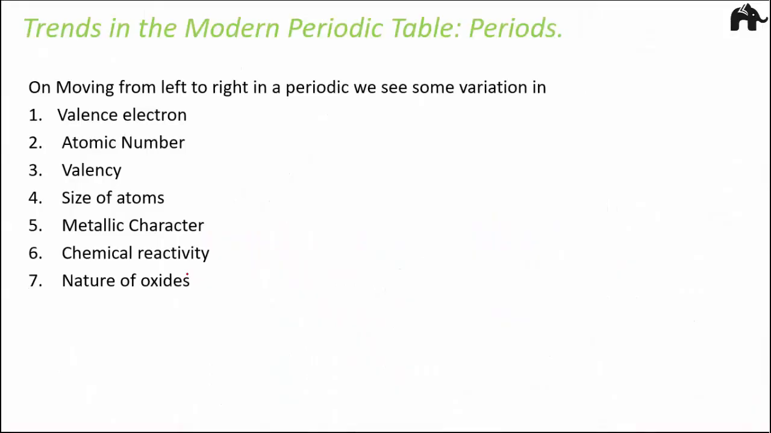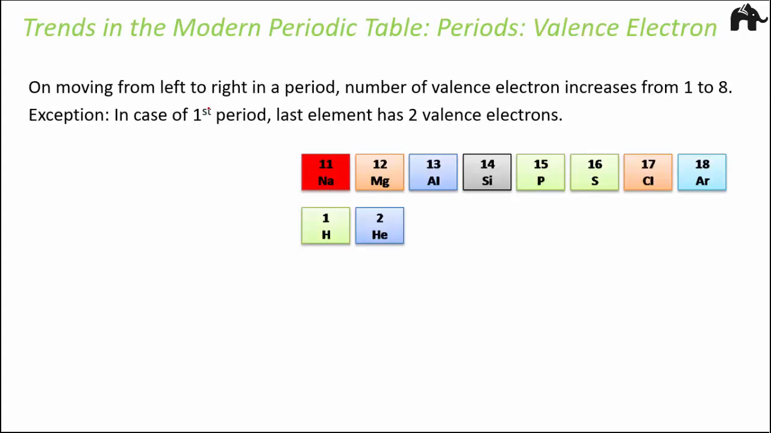Let us first talk about the trends that we notice along a period in the following properties. We will start with the first property, that is valence electrons. On moving from left to right in a period, the number of valence electrons increases from 1 to 8. Let's talk about the first period. The first period is an exception where we have only two elements, hydrogen and helium, and the last element has only two valence electrons. So the first period is the only exception where the valence electrons increase from 1 to 2. Other than that, you pick up any other period.